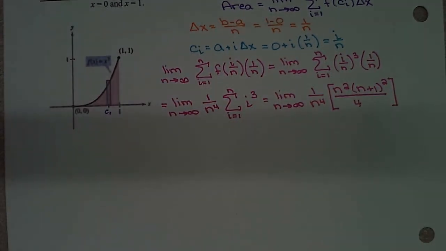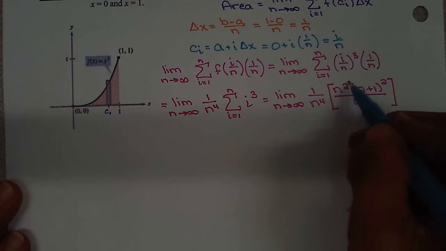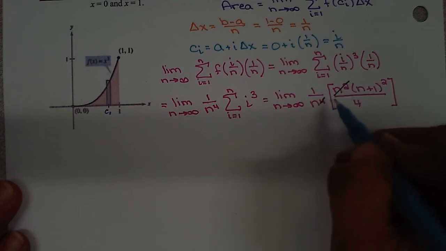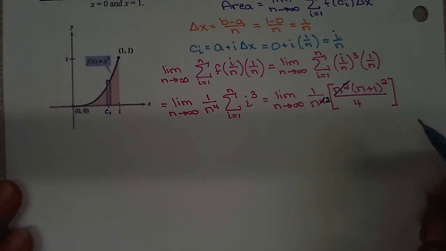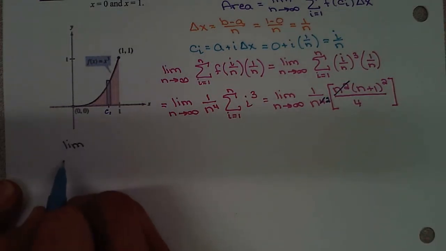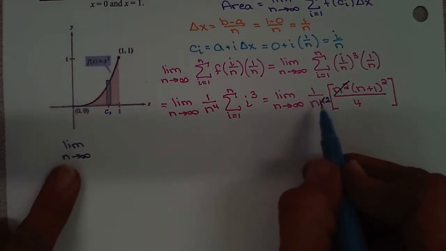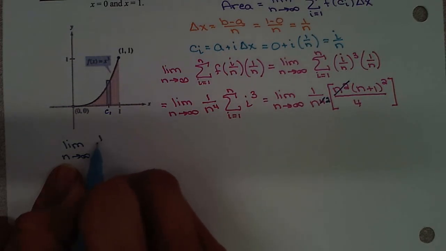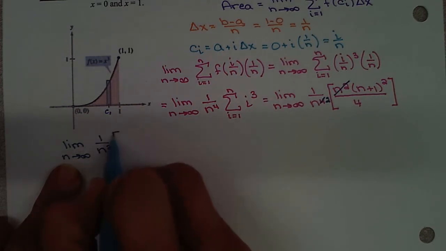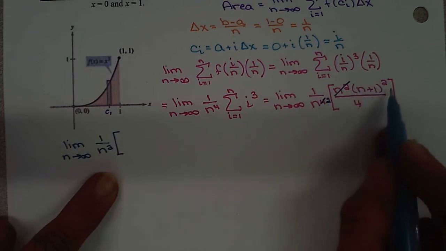All right, so we are going to have, first off, this n squared and this n to the 4th will reduce to just make an n squared here. So this is going to be the limit as n goes to infinity. This now reduced to a 1 over n squared. And then here, I'm going to go ahead and multiply and distribute out what an n plus 1 quantity squared would equal.